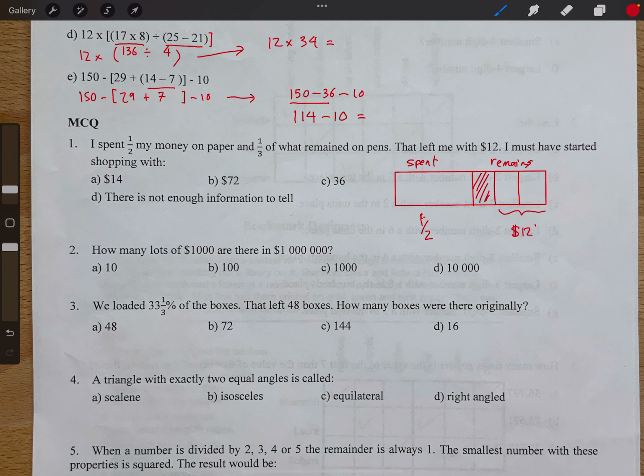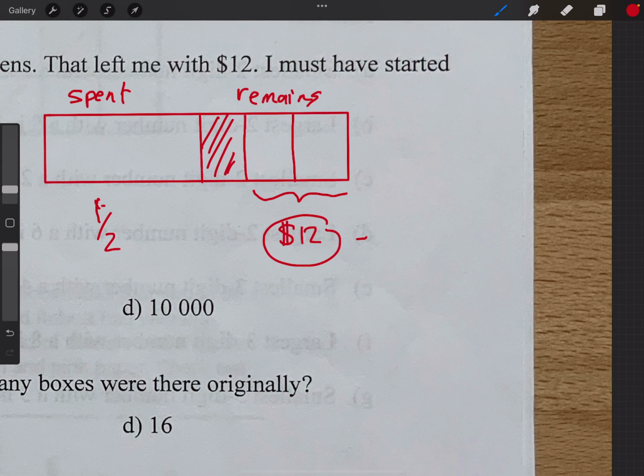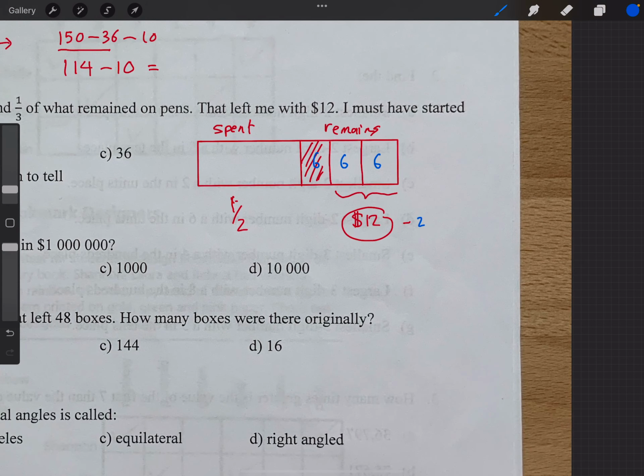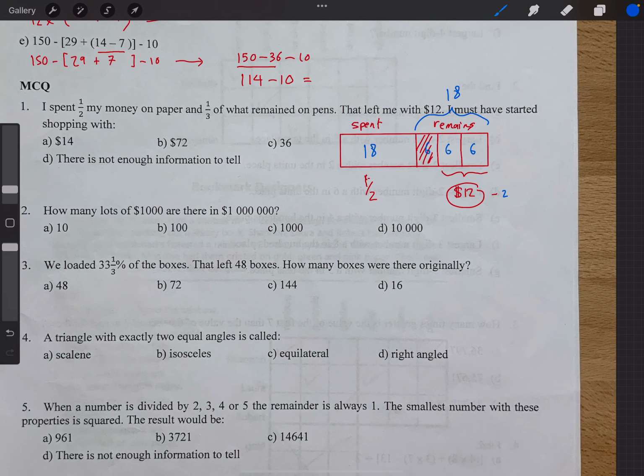So let's take $12, and $12 is represented by 2 pieces. So you take 12 divided by 2, you get 6. So that means each of these pieces is $6. So all of this would be 6 times 3, which is 18. Okay, this must be 18 as well. So that means you have 18 plus 18, which is 36.